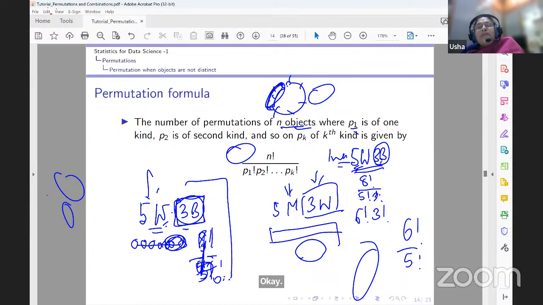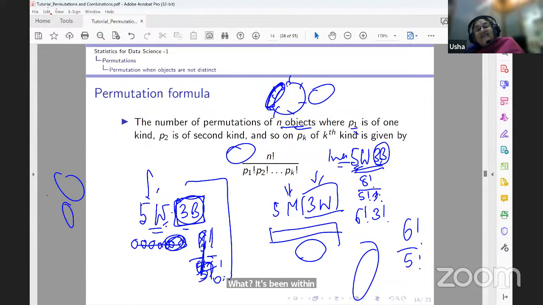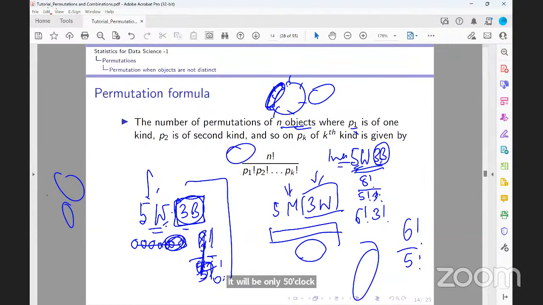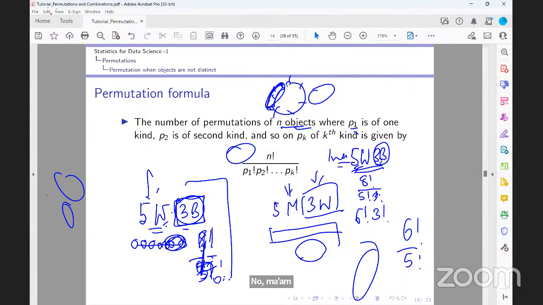Now when I'm doing the beads thing, what would happen? Then, ma'am, there will be no arrangement within the beads, it will be only 5 factorial. No, what are the numbers? Can I repeat? Only one same way. How many ways can I arrange it in a necklace form? Ma'am, only one way.